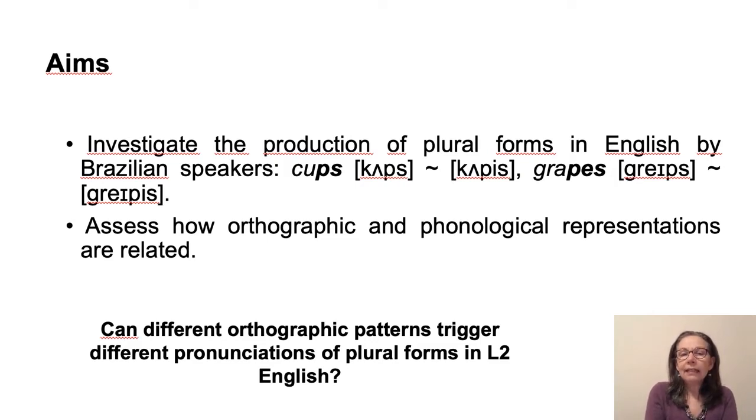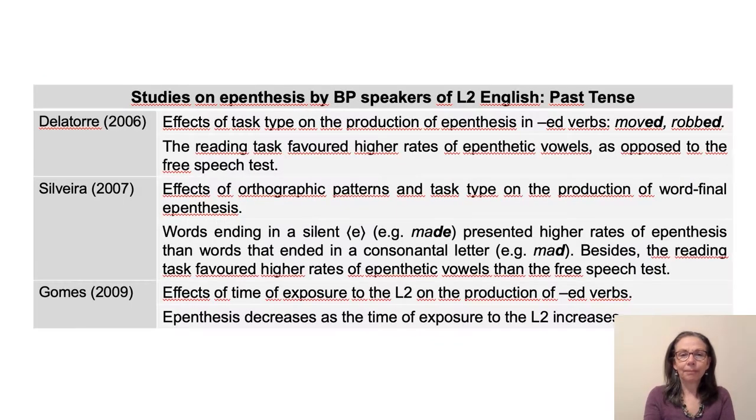So we investigated the production of plural forms in English by Brazilian Portuguese speakers, mainly looking at the potential of an epenthetic vowel to occur. And we also assessed how orthographic and phonological representations are related. Mainly, we were concerned whether different orthographic patterns would trigger different pronunciations. As we've seen, in English you have two different orthographic patterns. How did we get there?